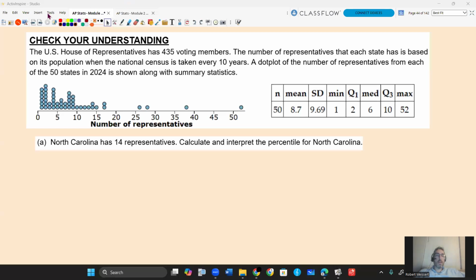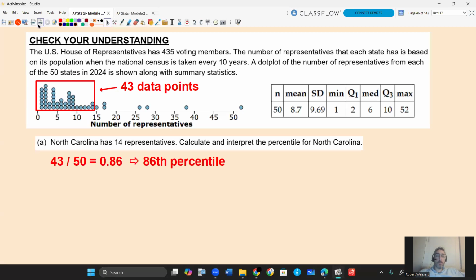So with North Carolina, 14 representatives, there's going to be 43 points at or below 14. You can do the math and count those if you want. So the percentile is going to be 43 divided by 50. So there are 50 states. That's going to be 0.86, which is the 86th percentile.